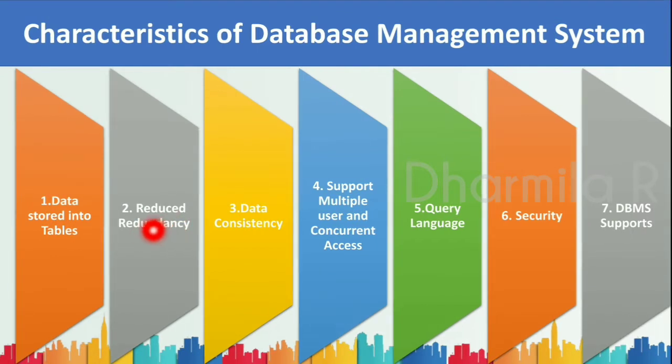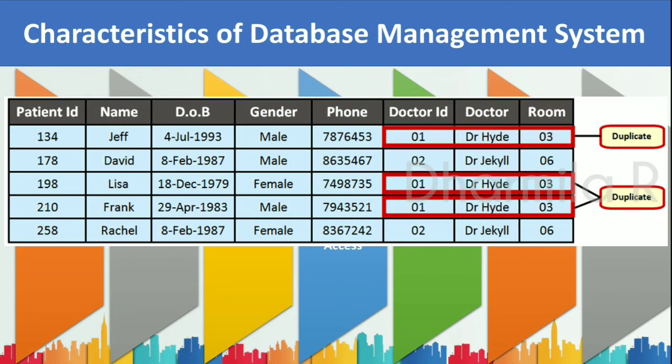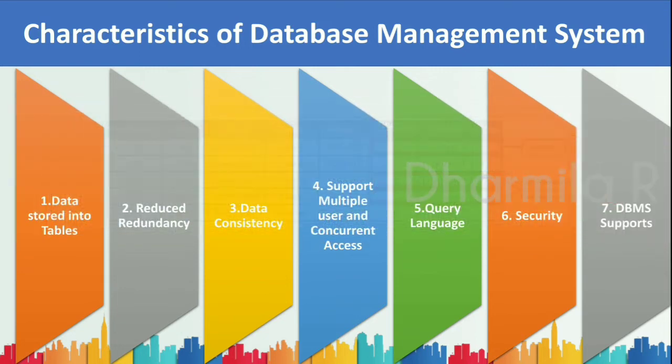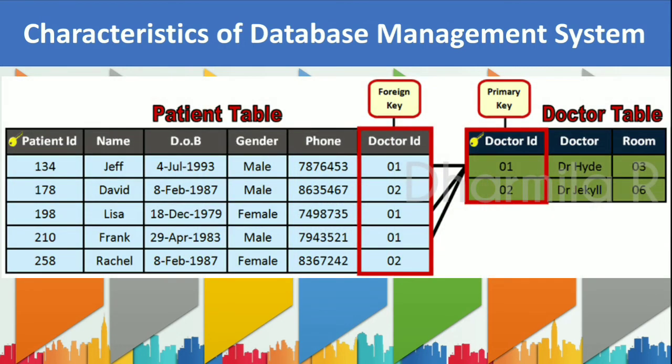And the second one is reduced redundancy. Unnecessary repetition of data in a database was a big problem, and to avoid the repetition we have a process called normalization. This normalization is used to divide the data in such a way that the repetition is minimum.